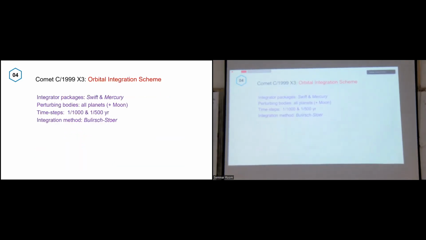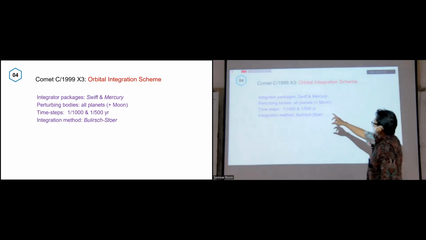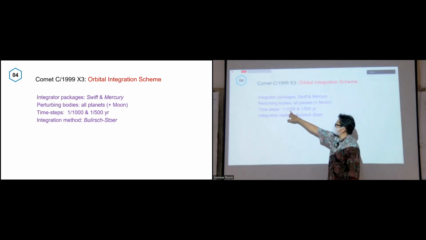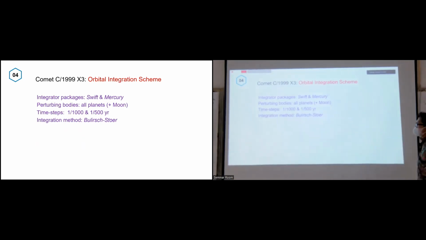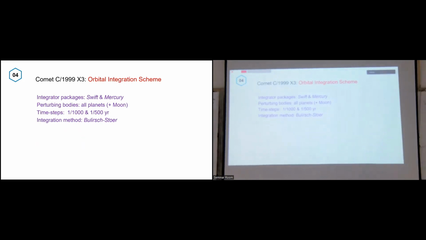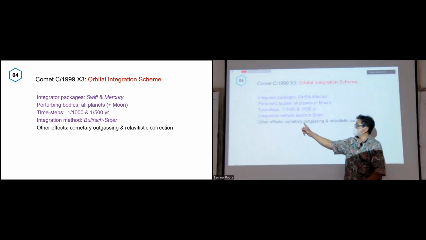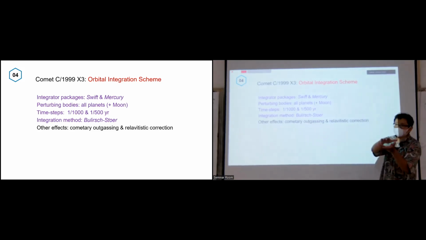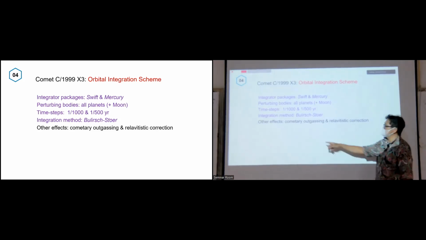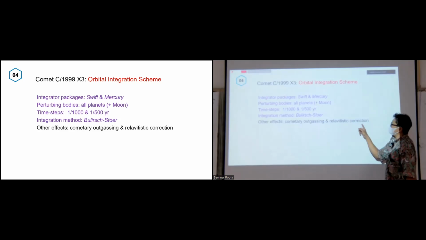Using the same packages for all planets and the Moon with steps of 1,000 or 1 to 500 years. This is the numerical method. This is the non-gravitational force, as I explained previously, from the comet ejecting out some mass. And this is one for the relativistic correction.